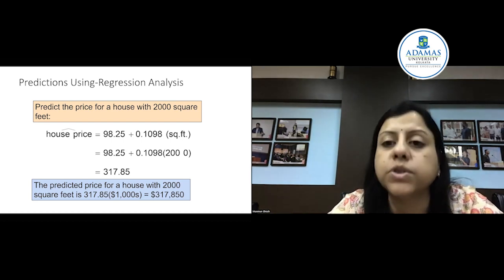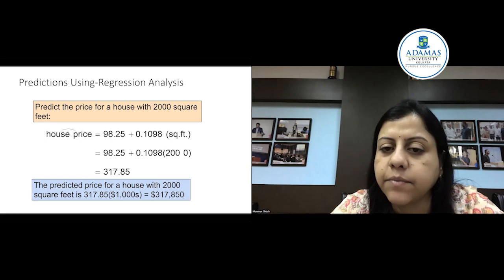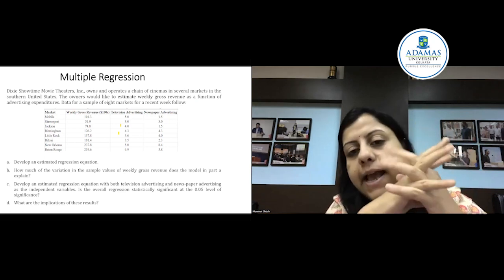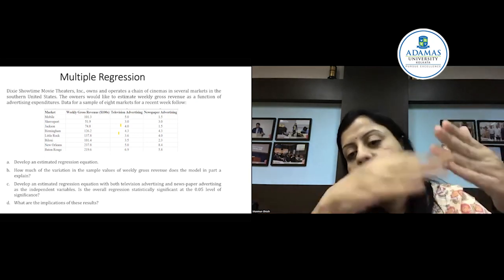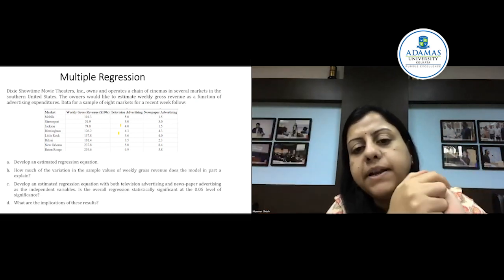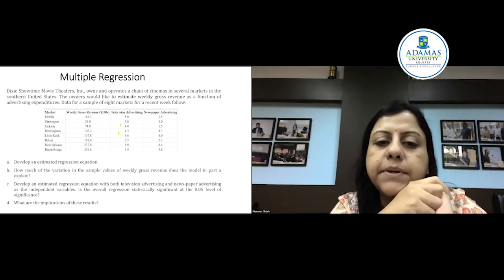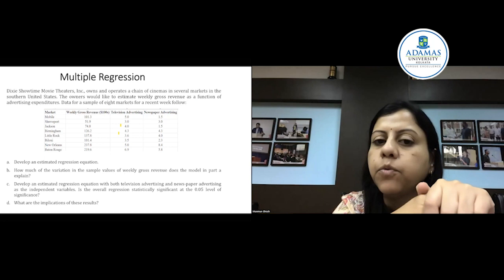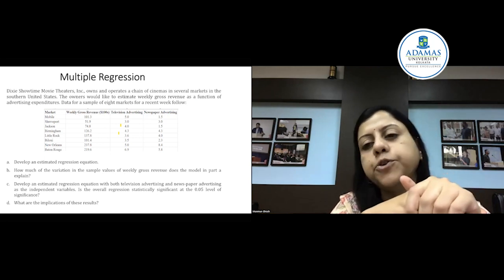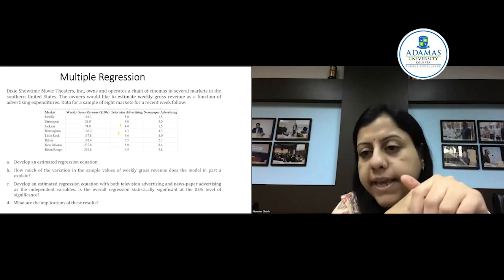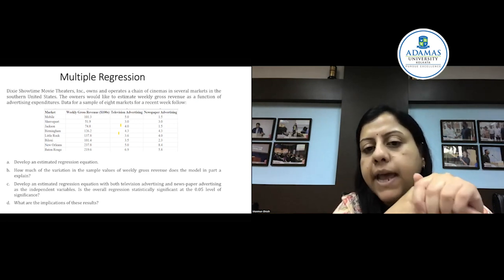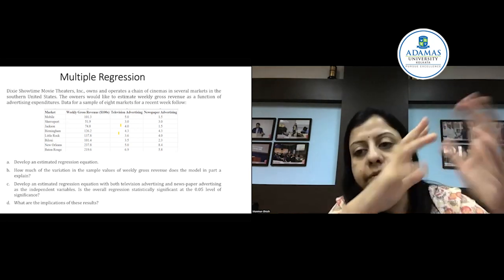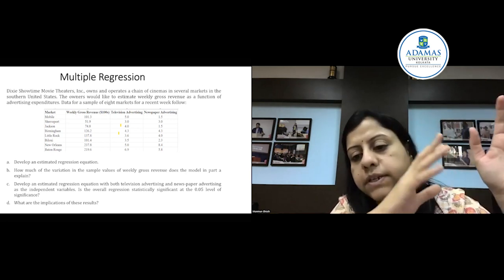But if you want to go closer, then let's take another scenario, which is more in your area. So here there are markets, and I am increasing my independent variables. So multiple regression comes into the picture. What does multiple regression tell us? There are different markets, and there is weekly gross revenue earned in the market through television and newspaper advertising. So here I want to see whether the newspaper and television advertising are creating any sort of impact on the weekly gross revenue of a certain target market.